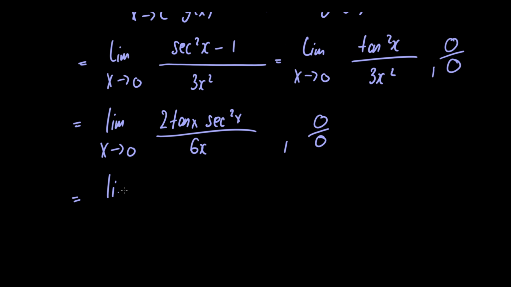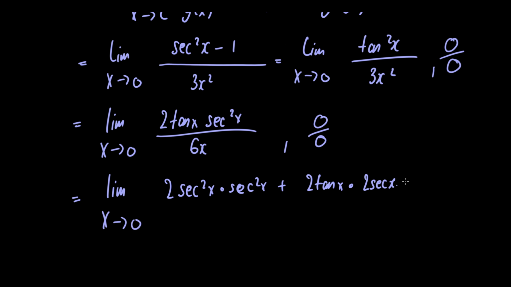We're going to have the limit as x approaches 0. We're going to have to use the product rule to take the derivative of the numerator. Doing so, we have 2 multiplied by secant squared of x multiplied by secant squared of x plus 2 times tangent of x multiplied by 2 times secant of x multiplied by secant of x times tangent of x, divided by 6.